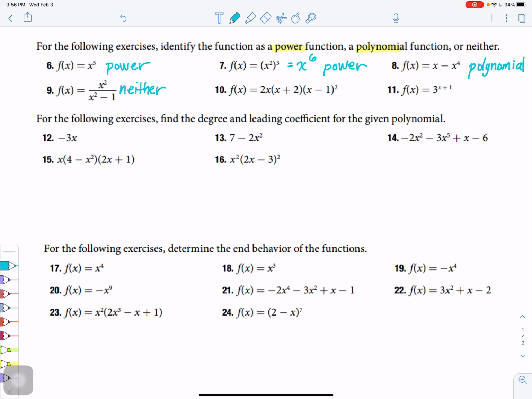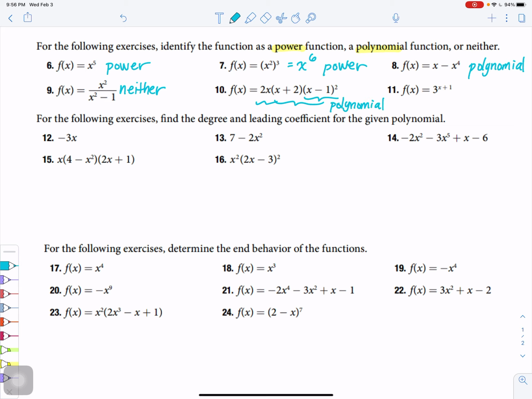Okay, think about this. Think about multiplying, squaring x minus 1, and then multiplying it by x plus 2, and then distributing the 2x. Eventually, you will have coefficients with variables raised to powers. So this is a polynomial.